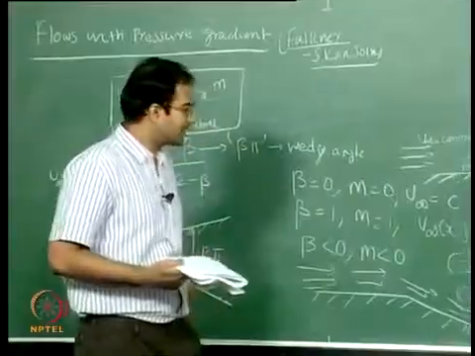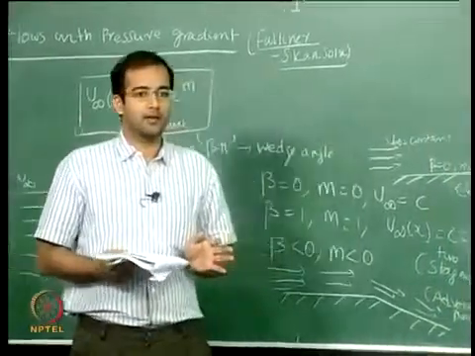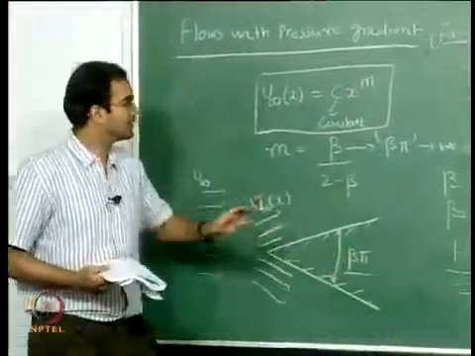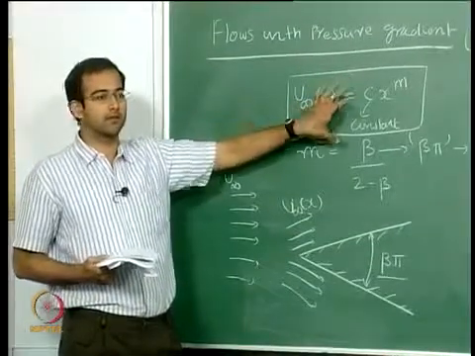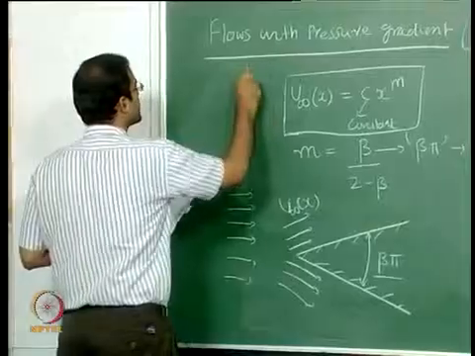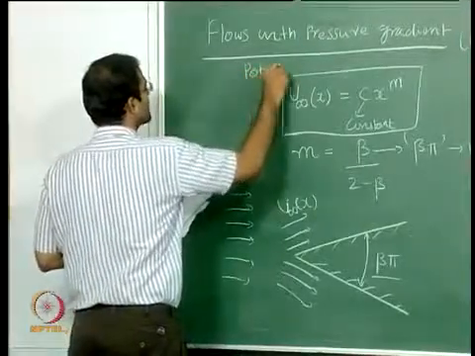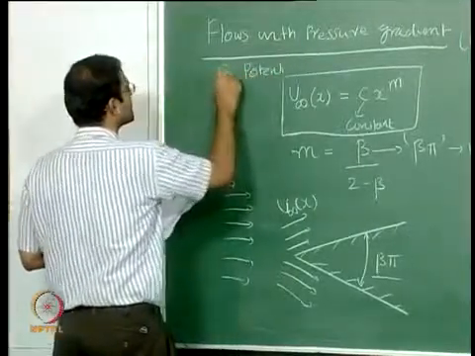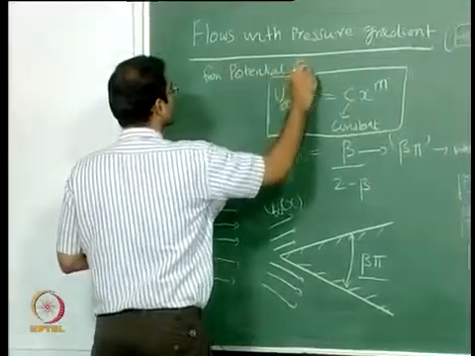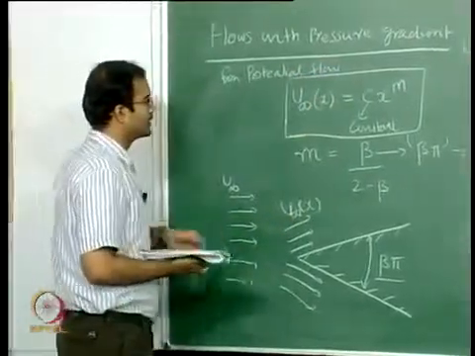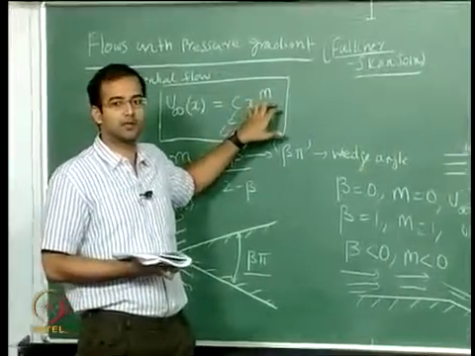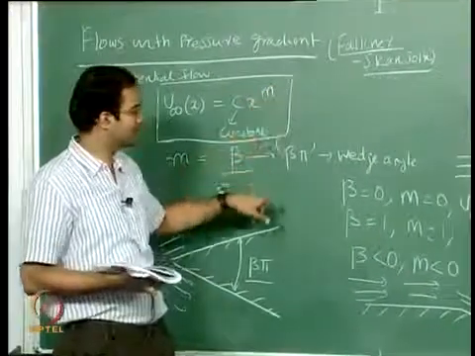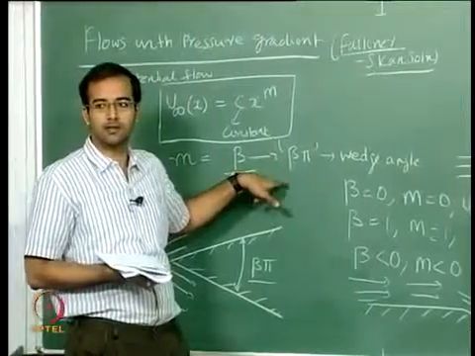So therefore you can see there is a family of solutions that can be derived once you have the basic solution for the free stream. This is coming from the inviscid, this is coming from the potential flow or the inviscid solution, okay. So for this kind of class of problems there are different configurations that are possible depending on the values of m, which depends on the wedge angle, okay, beta pi.